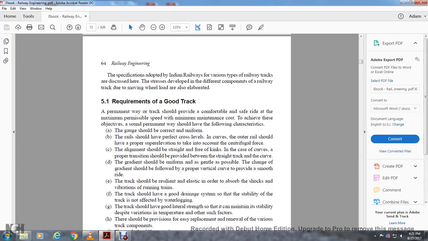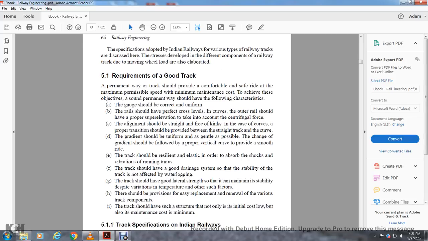The alignment should be straight and free of kinks. In case of curves, a proper transition should be provided between the straight and the curved track. The gradient should be as uniform as possible. A change of gradient should be followed by a proper vertical curve to provide a smooth ride. The track should be resilient and elastic in order to absorb the shock and vibration of running trains. The track should have a good drainage system to ensure stability, so that the track is not affected by waterlogging.